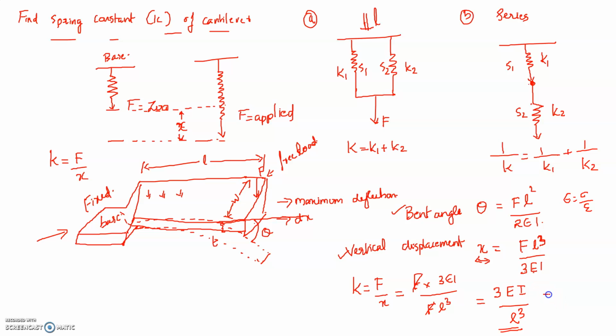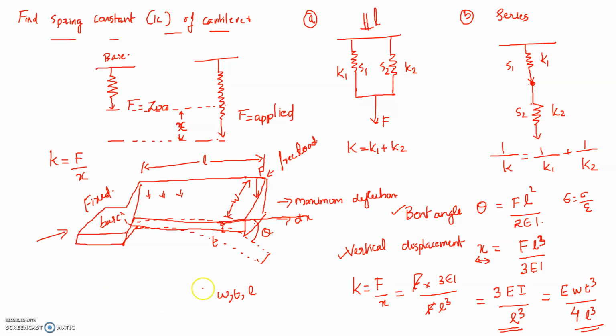We can rewrite this in terms of the dimensions, width, thickness and length, by the equation K equals E into W T cube divided by 4 L cube.